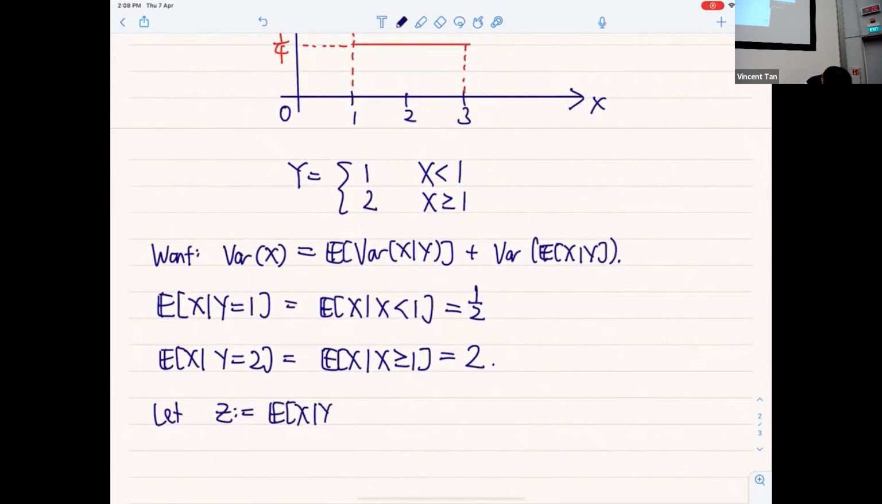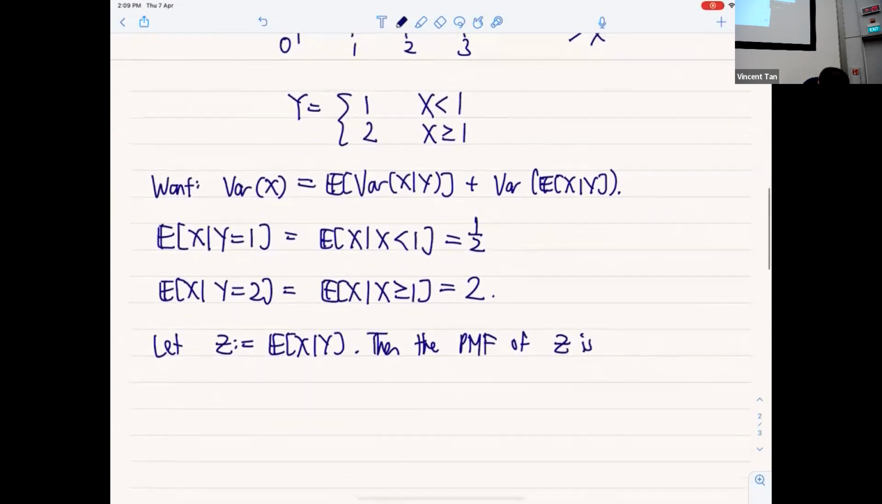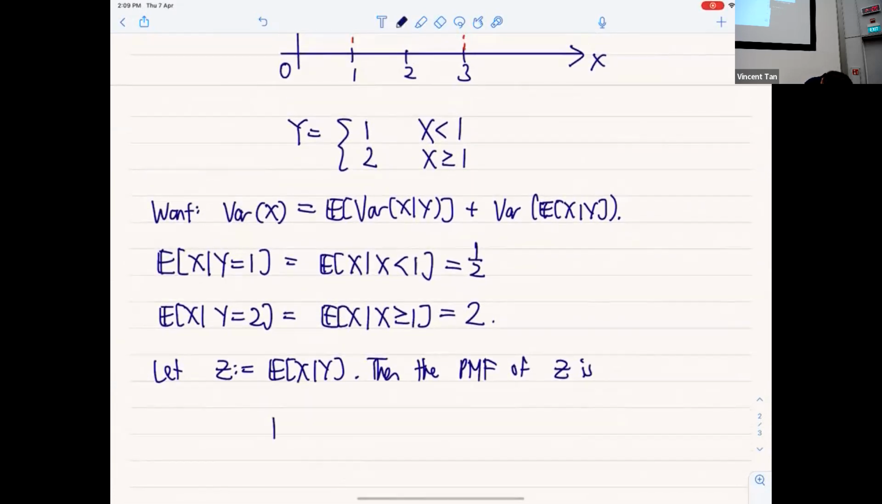Okay, so we can actually write down, so if we let z be the random variable expected value of x given y, without conditioning on particular values of y, let us now write down what is the PMF of z. The PMF of z is given by P of Z equals to, well, with probability half, Z is equal to half.